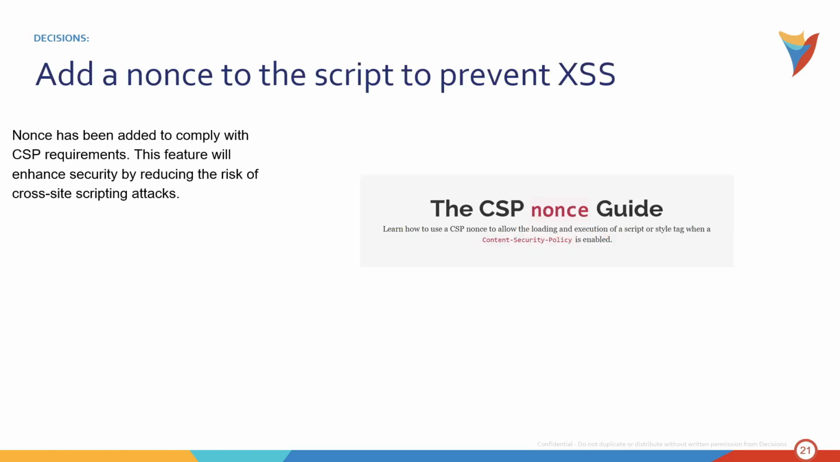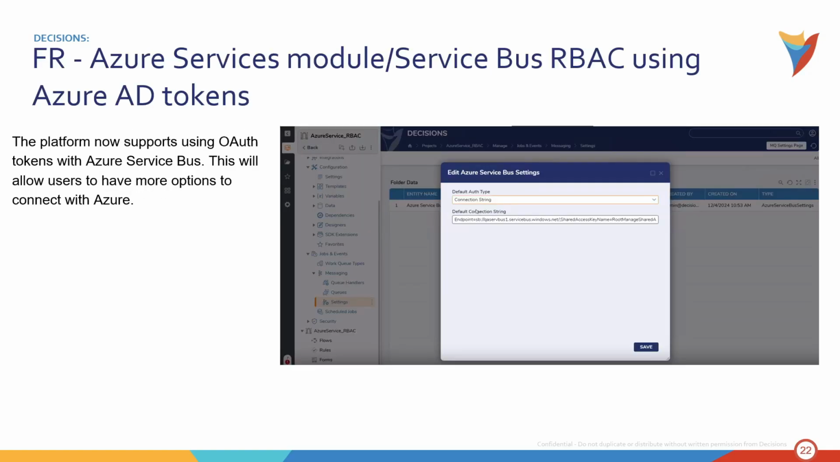We have added nonce to the platform, which allows for a configurable option to prevent cross-site scripting. There's also been a change to the Azure Service Bus. It now supports OAuth tokens, so you're going to have more options to connect with Azure.